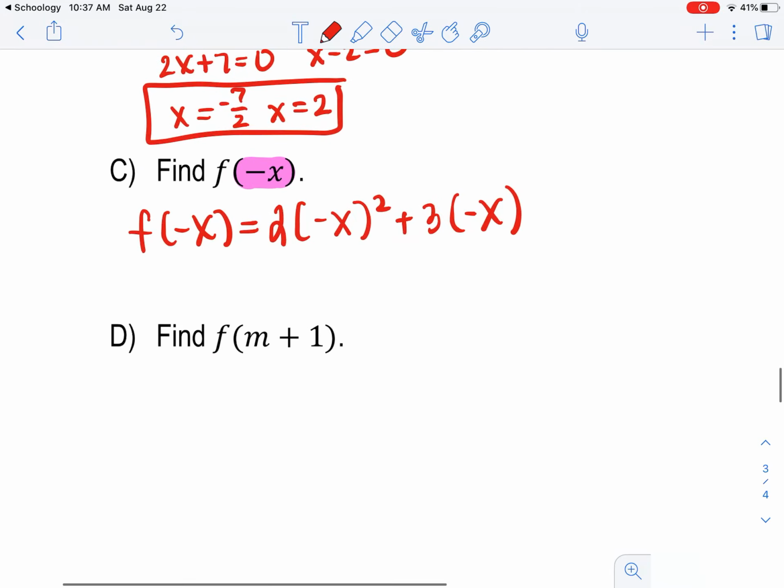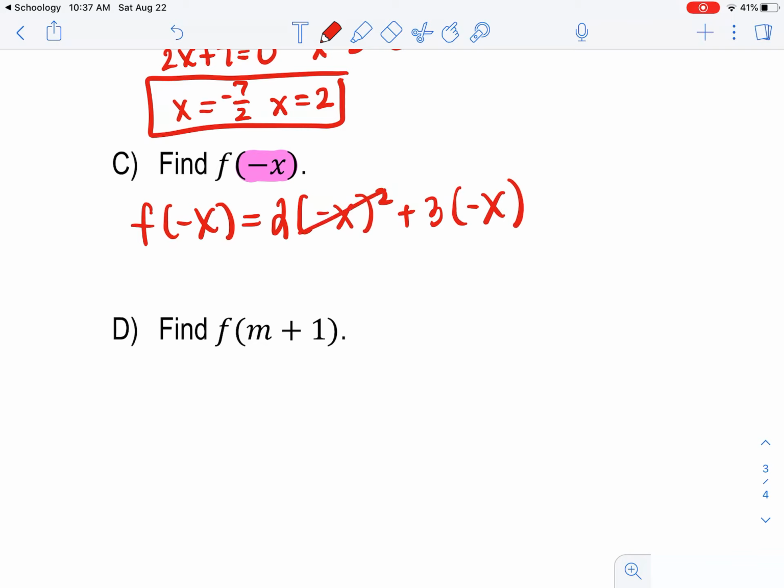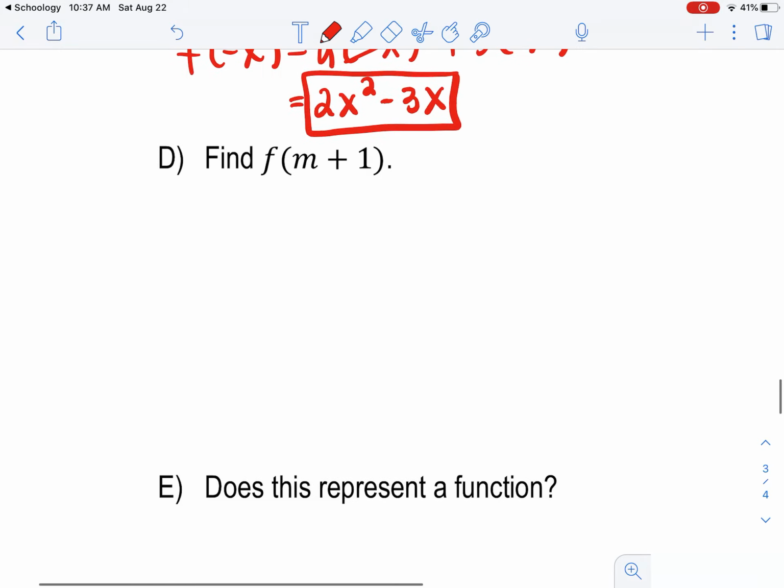And now all I have to do is clean it up. Negative x squared, so negative x times negative x is positive x squared. So that's 2x squared. And then 3 times negative x is minus 3x. So this, you can't solve anything. If I'm plugging in a variable, I'm not going to get a number as an answer.